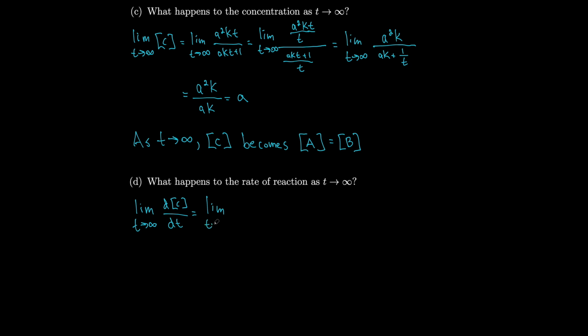So that's the limit of a squared k over (akt + 1) squared. So we keep our a squared k, and then we want to expand the denominator. So we get a squared k squared t squared plus 2akt plus 1.